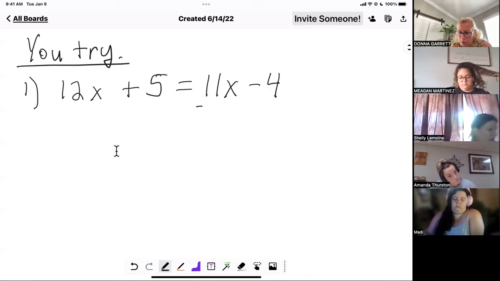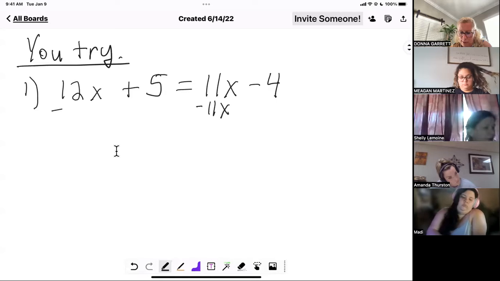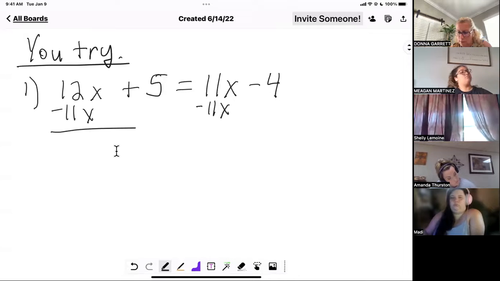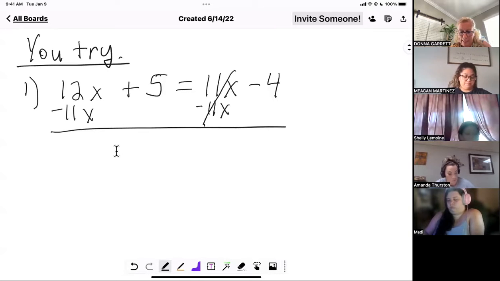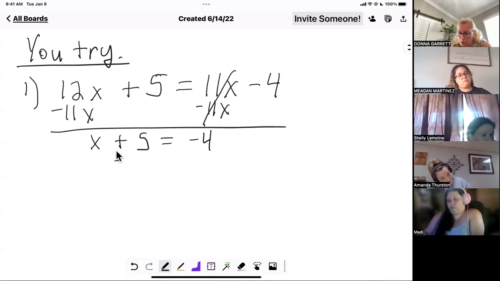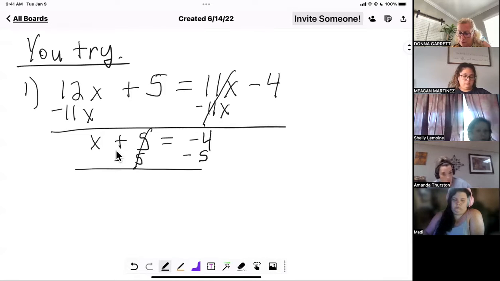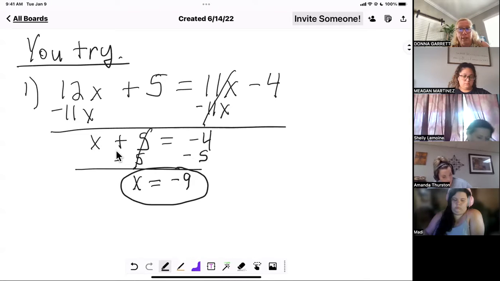I would subtract 11x from both sides, trying to keep a positive x. If you did it the opposite way, you still get the right answer. Plus 5 is equal to -4. And then I get x by itself. I would subtract 5 from both sides. x is equal to -9. And then check it. If you got x equals -9, you did excellent.